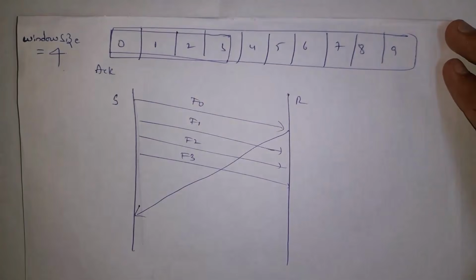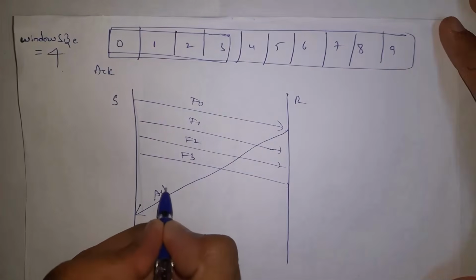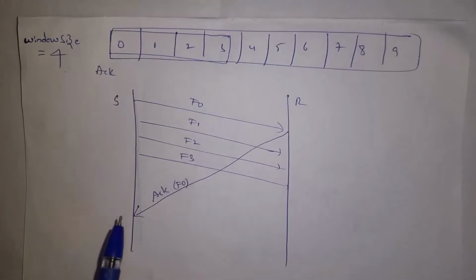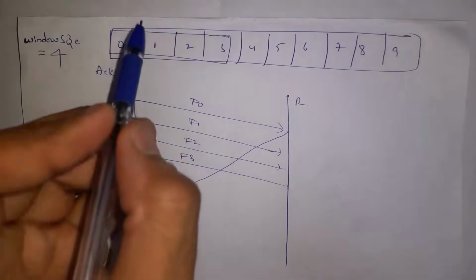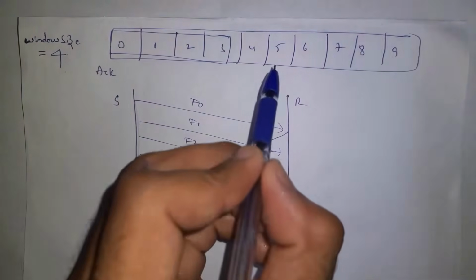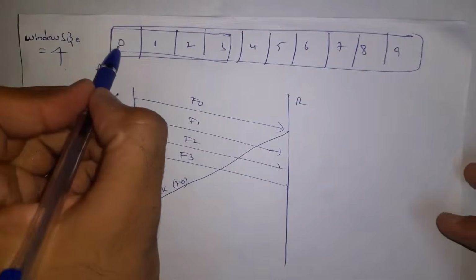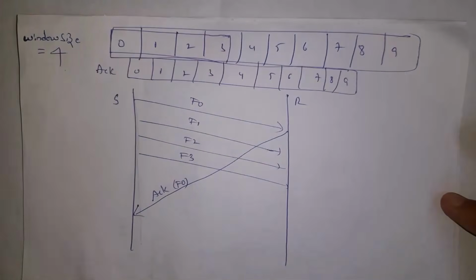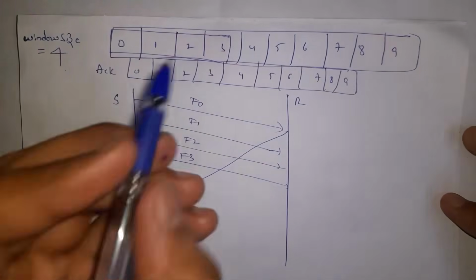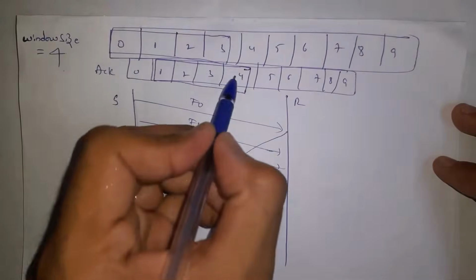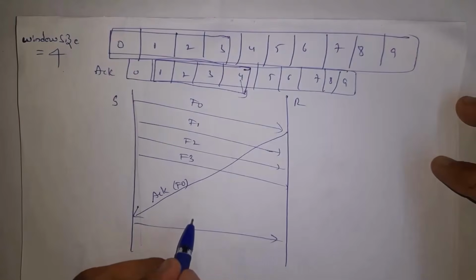Whenever data has successfully reached the receiver, receiver will send ACK. Like receiver will send data is reached successfully. So receiver will send ACK for frame 0. As sender got ACK for frame 0, now sender will slide window one step forward. That is, sender will move window one step forward in order to send next frame. As frame 0 already got acknowledgement, now window will slide one step forward in order to send next frame. That is frame 4. Now sender will send frame 4.